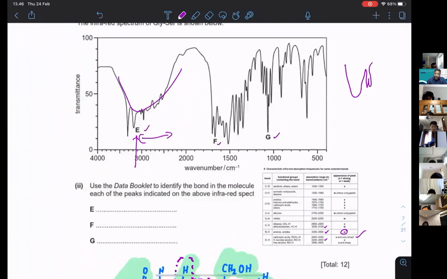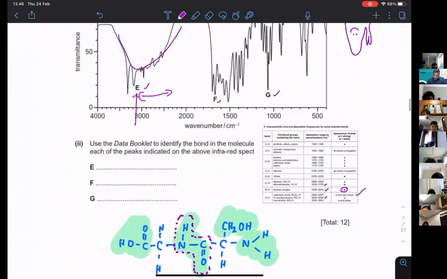I don't see something like this. Last time, the ghost with the peace sign over there, I don't see that. But if there is also alcohol, it will be around 3200 to 3600, so somewhere here. So this is part of it also.